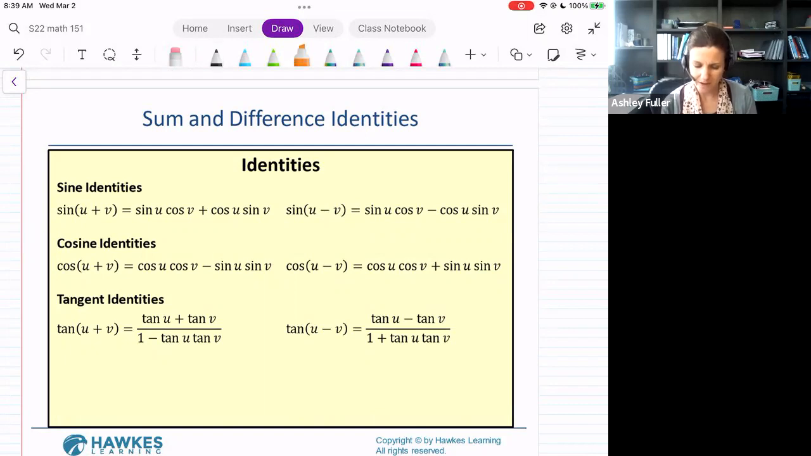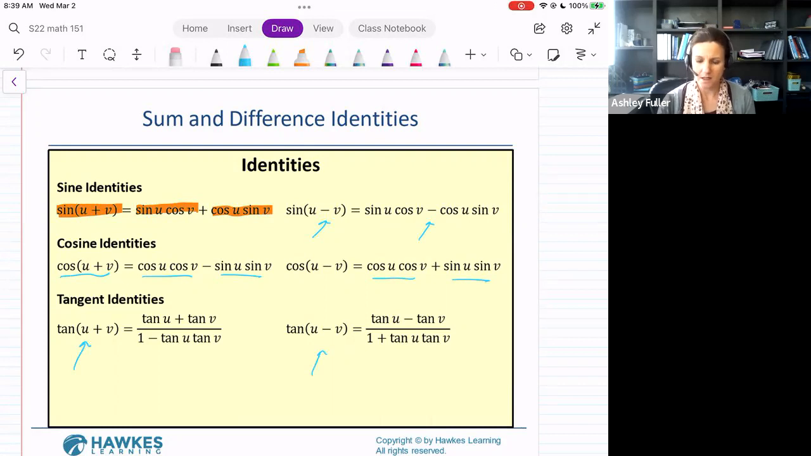Notice that when we're adding two angles together, remember u and v are going to represent angles, it's the sine of u times the cosine of v plus the cosine of u times the sine of v. You'll notice here when we do the difference, the only thing that changes is the sign. With our cosine identities, notice the pattern's a little different. And our tangent identities are listed here for the sum of the tangents and the difference of the tangents.